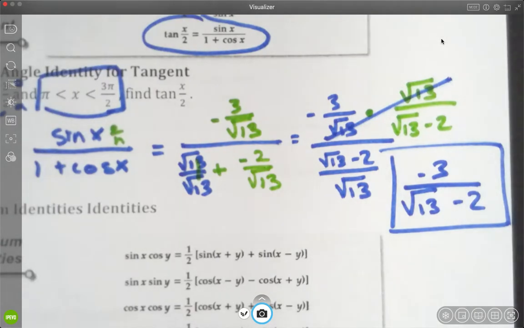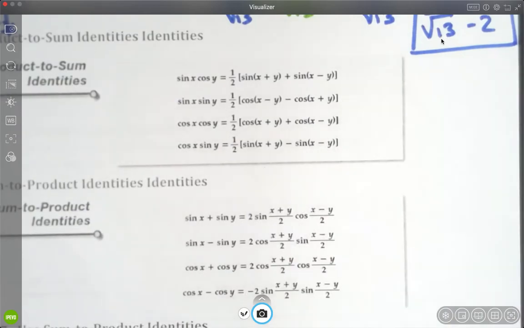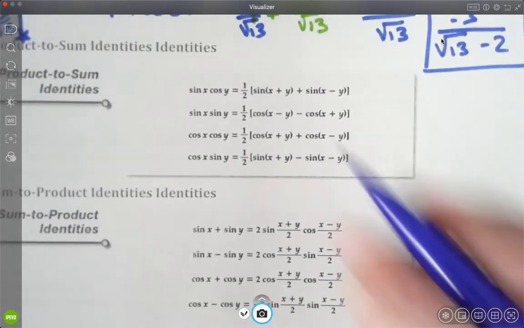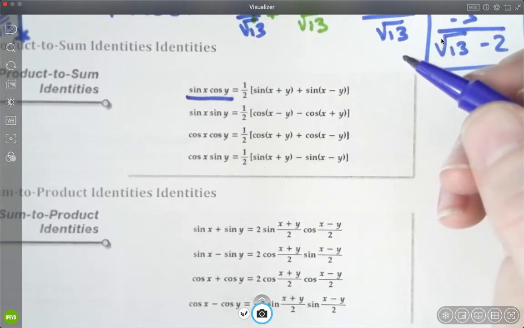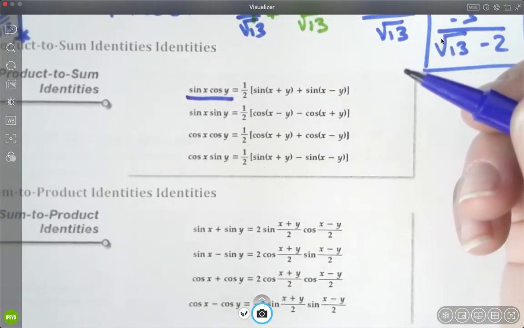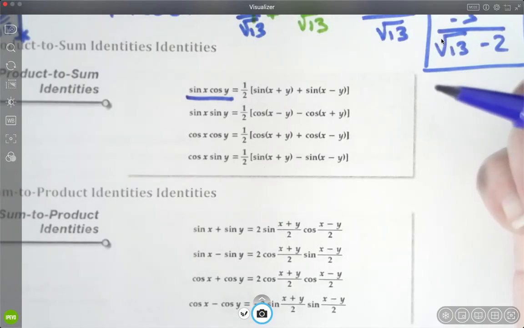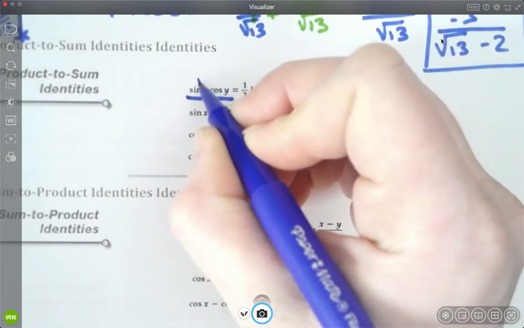All right, product to sum and sum to product. Check out what they're doing here. These two right here, sine times cosine. Sine and cosine written together. Put it away. Go sit. I shouldn't have to tell you to sit down. Now put your stuff away. Sine, cosine is a product.